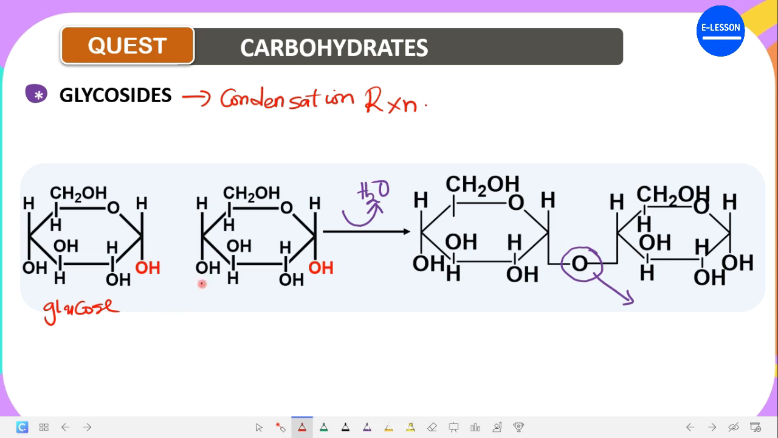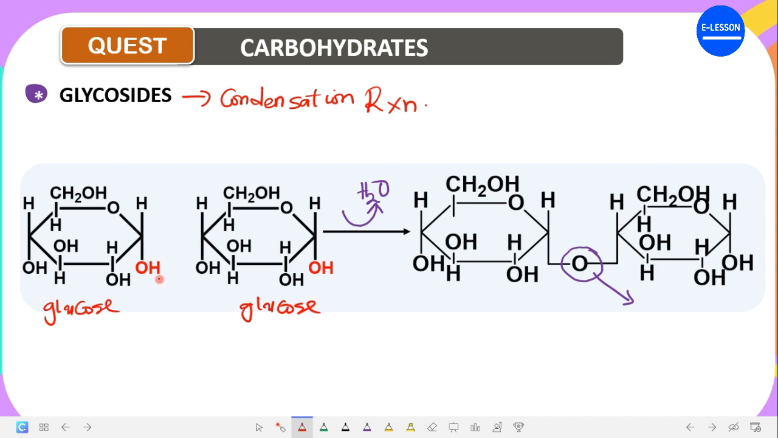So now, let's look at these structures very well. This is glucose. And we established that this is also glucose. Now, when you have two glucose molecules, what do you have here? This is OH, right? This is OH. Now, the first thing you need to know is, what kind of glucose is this?